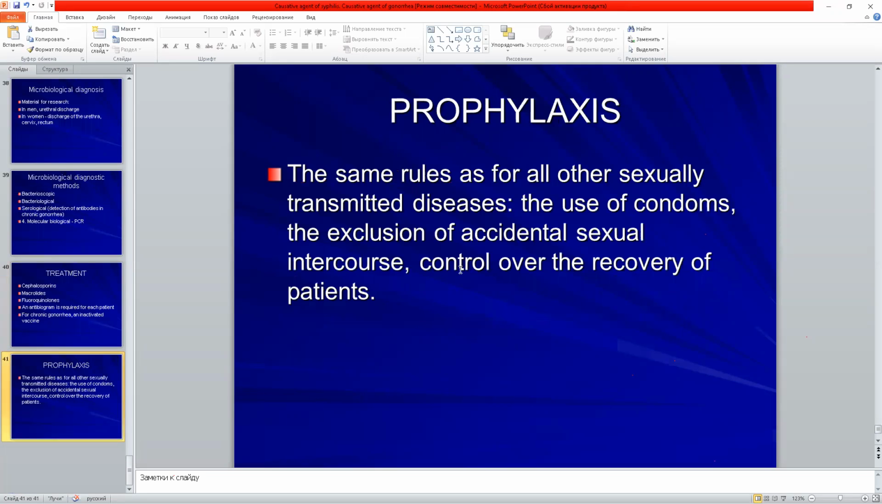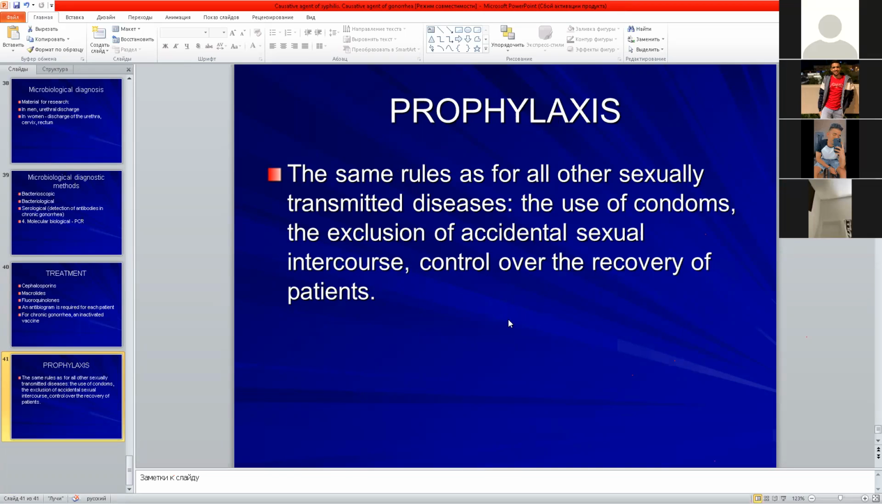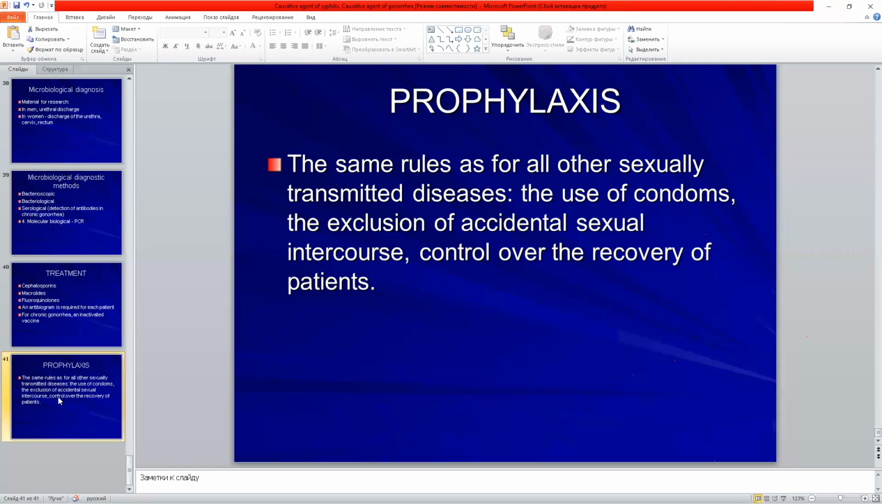Prophylaxis follows the same rules as for all other sexually transmitted diseases: the use of condoms, the exclusion of accidental sexual intercourse, and control over the recovery of patients. That's all. Have you any questions?